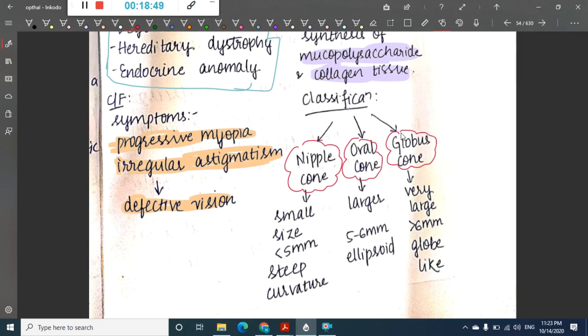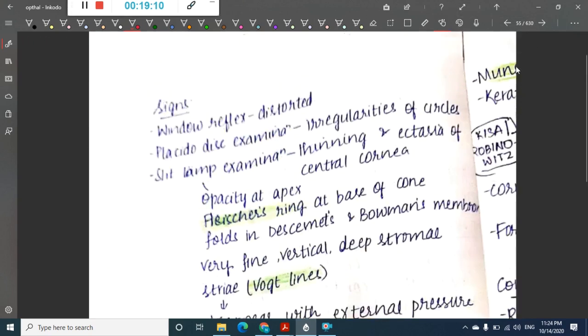In nipple cone type, the cone is small in size, less than 5 millimeters in width with steep curvature, whereas oval cone is larger with 5 to 6 millimeters and ellipsoid curvature. Then we have globus cone, which is very large, that is globe like. Okay, that is more than 6 millimeters.